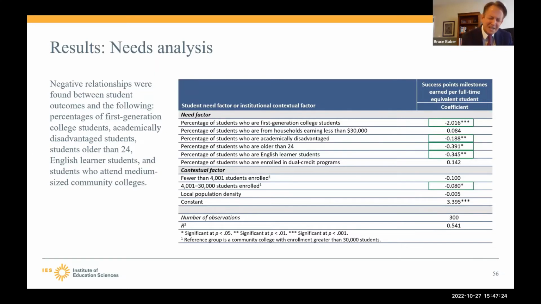And it makes sense that institutions serving more first-gen students and academically disadvantaged students and older students are having, on average, lower outcomes. And again, the premise here of identifying these risk factors is that we might want to then identify the funding leverage that is needed to mitigate those risks. So let's move to our next slide.